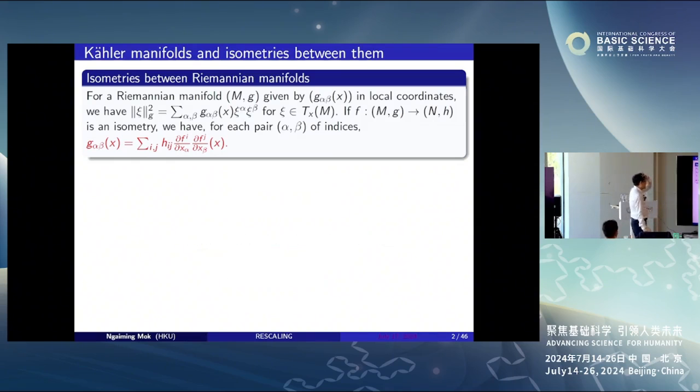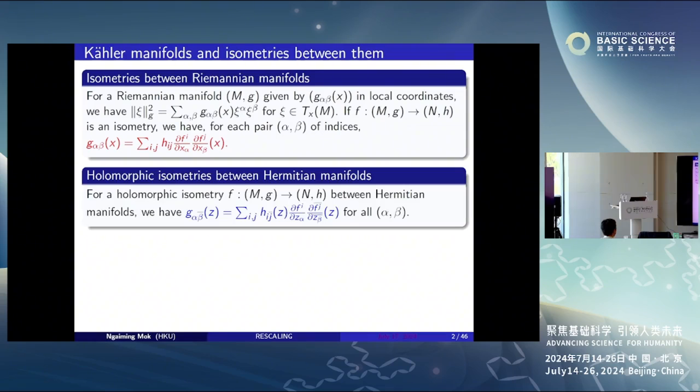In Riemannian geometry, you study isometries, and it's a system of equations. It's an equality of two matrices of matrix-valued functions. So it's a big system. When you turn to Hermitian manifolds, the only difference is that you use a Hermitian matrix instead of a Riemannian matrix. So the equations are basically the same. For each pair of indices ij, you will have one equation.